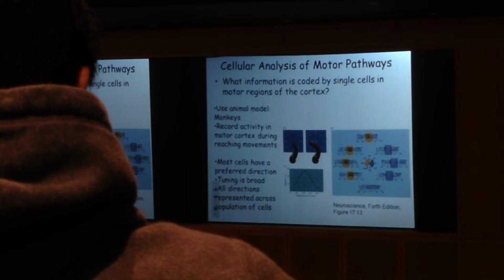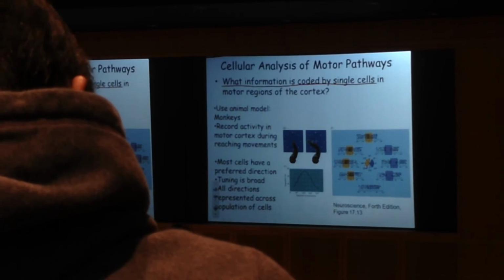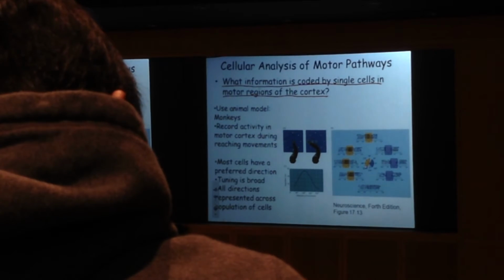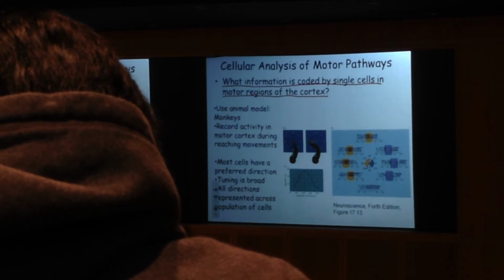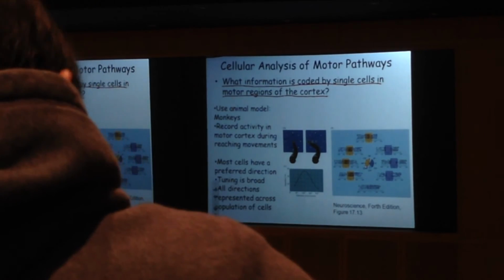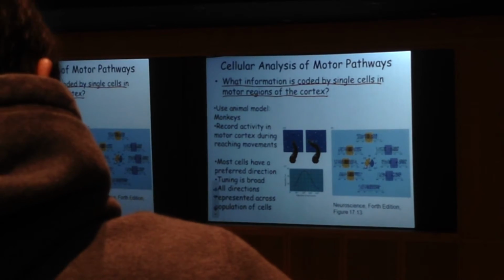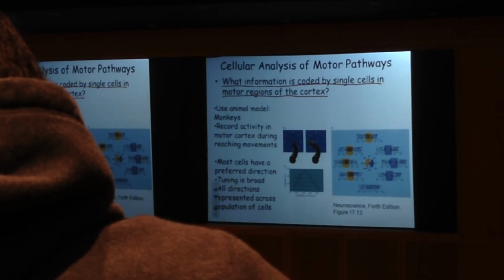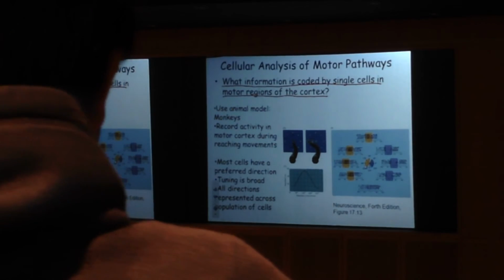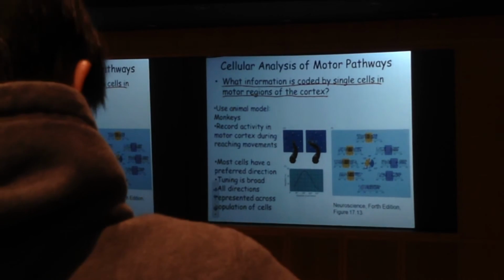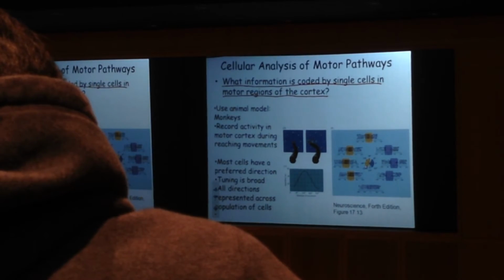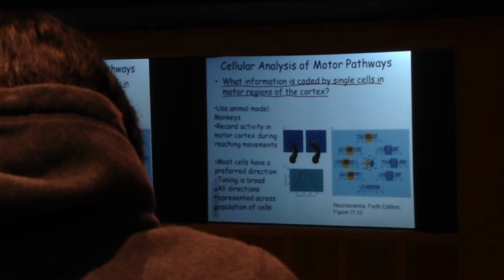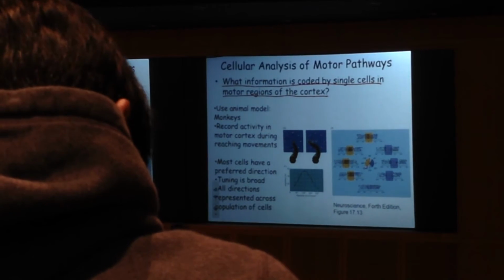So the overarching question I'm asking right now is: what information is coded by single cells in motor regions of the cortex? To understand that, we use animals, monkeys. This is an experiment I'm going to show you. A monkey is sitting in front of a table, and this table has 8 different lights that could potentially light up, and there's a handle in the middle. The monkey is trained that whenever a light illuminates, the monkey has to push the handle toward that direction. So they could go up, to the left, down, and to 45 degrees. There are 8 different directions that the monkey can go.